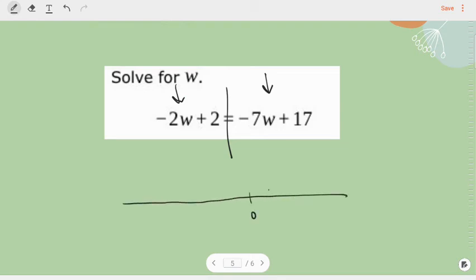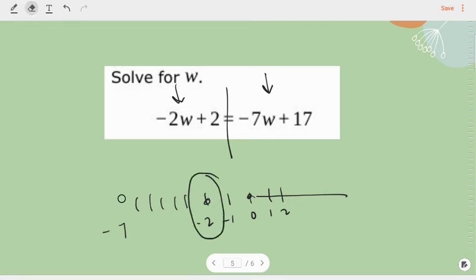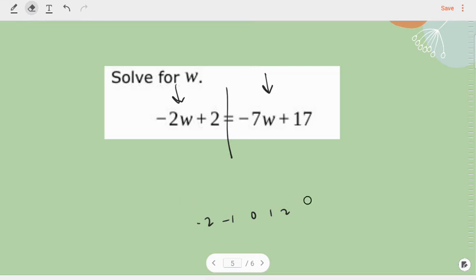Here's 0, here's 1, here's 2, here's negative 1, here's negative 2. Remember, the bigger you are, the further to the right. So 0 is bigger than negative 2. Okay, negative 7 is way down here. Which one of those is bigger? Negative 2 is, because it's further to the right. It's closer to 0. So remember, even if it's a big negative, that means it's a smaller number.